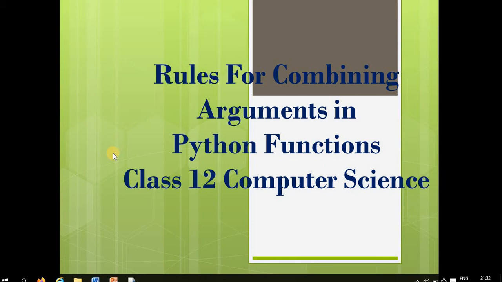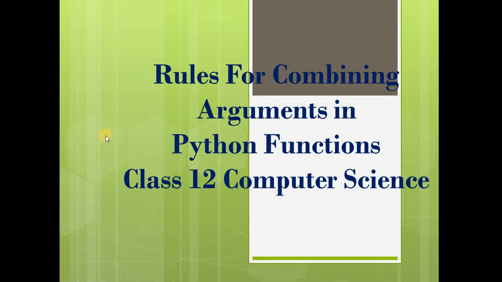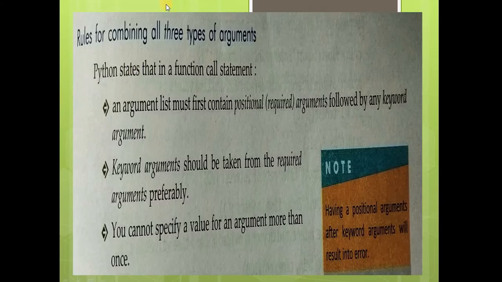Now, in a program, we can mix or combine all these arguments, and there are some rules for combining arguments. So now we are going to discuss the rules for combining the arguments, especially the rules for combining positional, keyword and default argument, because variable length argument is a special case.